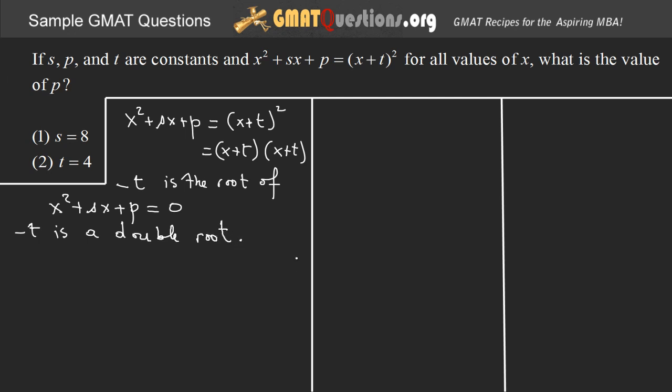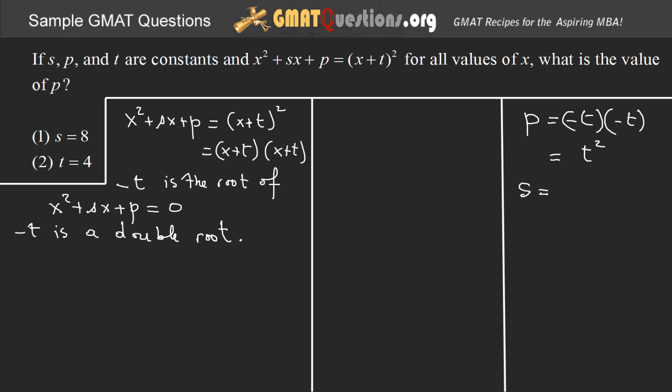Now remember that in a previous video I said that p is the product of the roots and s is the negative of the sum of the roots. Okay? P is negative t times negative t, because negative t is the actual root, not t. So this is the same as t squared.